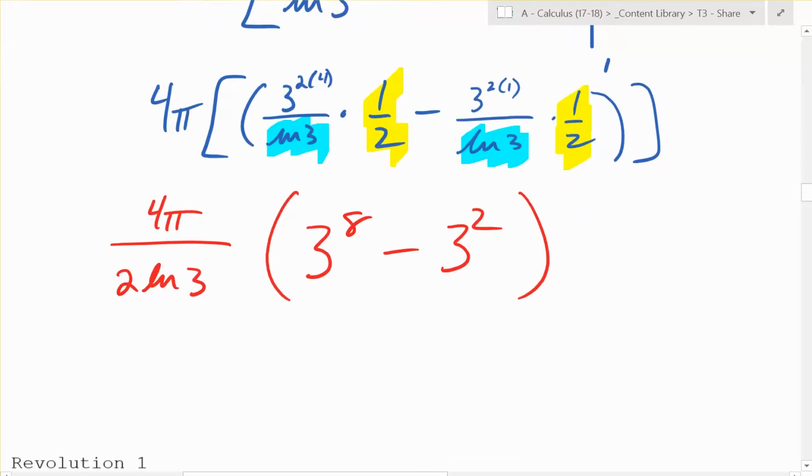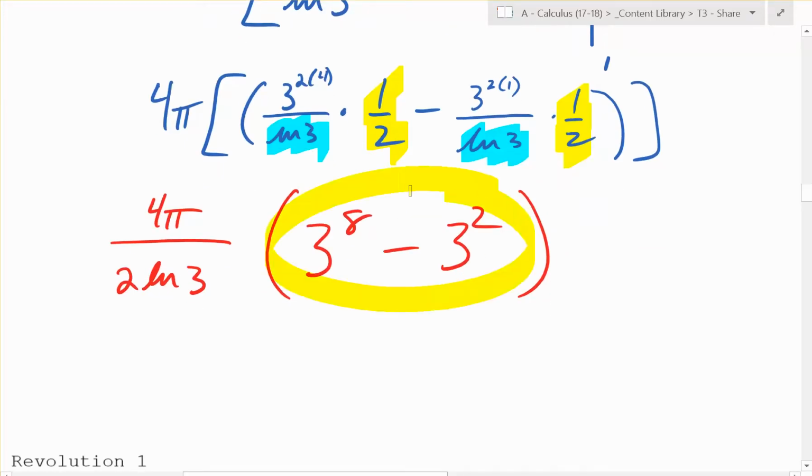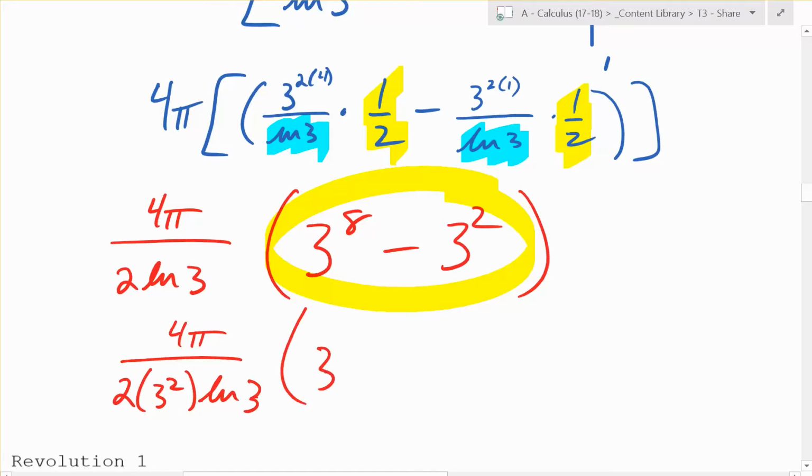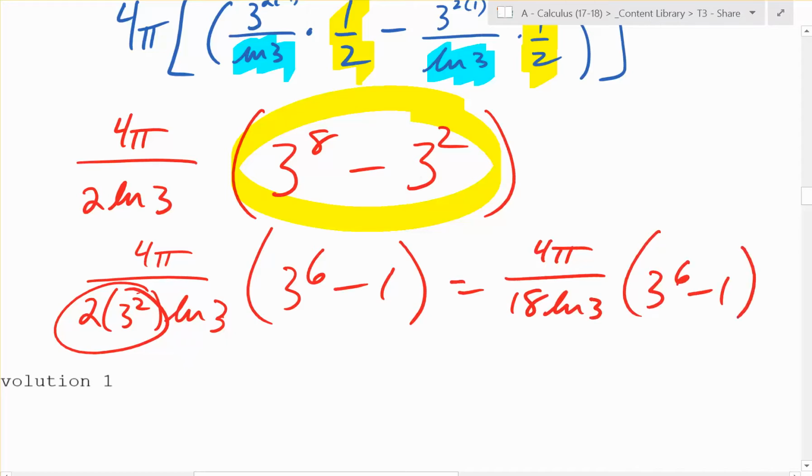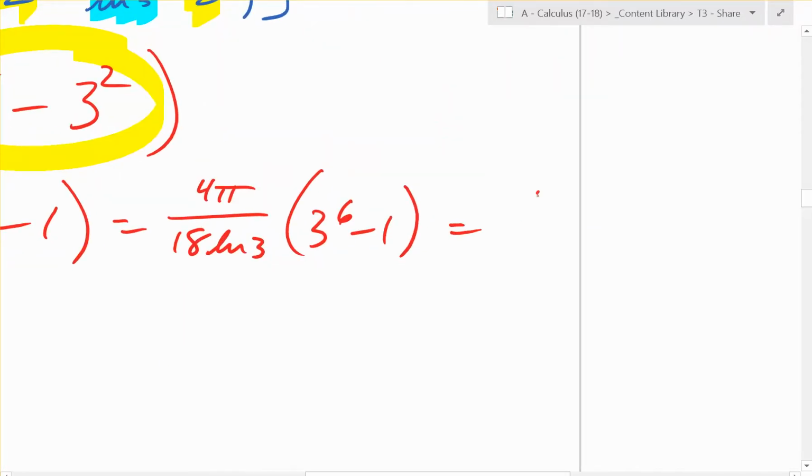And then if you really want to go a little further, you can factor out a 3 squared from both of those on the bottom. So what do you end up with? 4 pi over 2 times 3 squared ln 3 times 3 to the 6th minus 1. So if you clean it up, 3 squared is 9, 9 times 2 is 18. You end up with 4 pi over 18 ln 3. This is just algebra at this point. And then 4 over 18 is 2 over 9. So 2 pi over 9 ln 3, times 3 to the 6th minus 1.